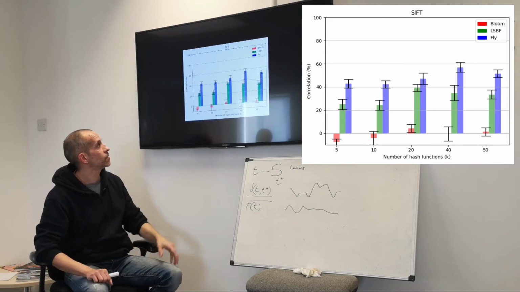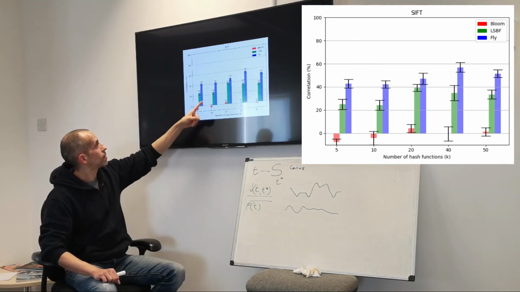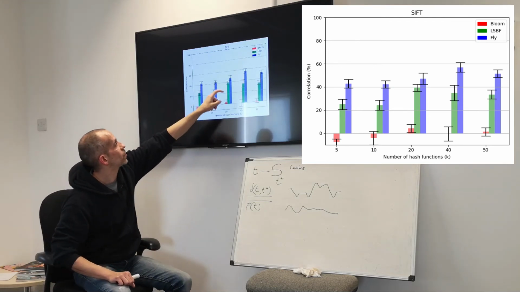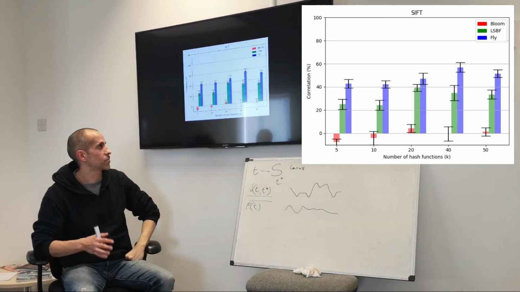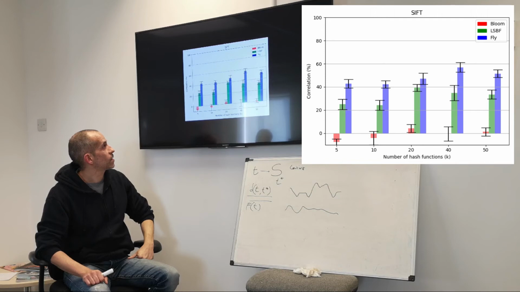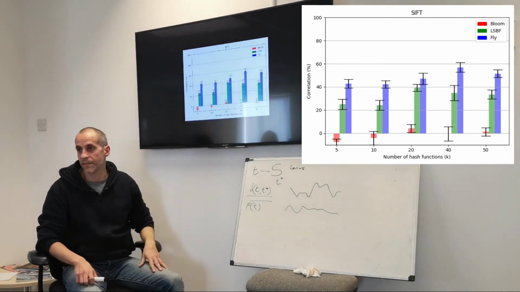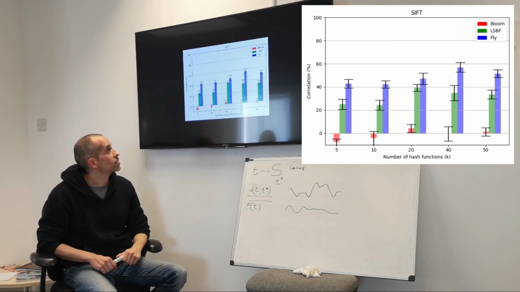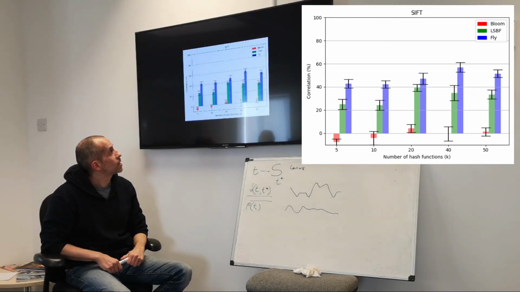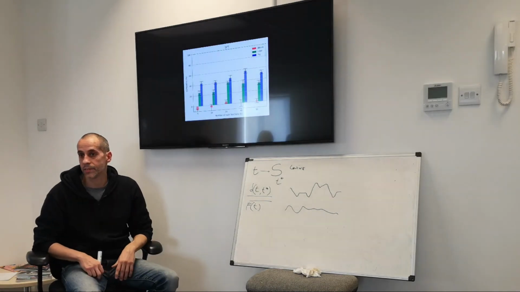Then the locality sensitive Bloom filter is doing a lot better at it. You can see there we get as close as almost 40% correlation. It's not super great, but it's definitely better than the Bloom filter. And then the fly Bloom filter is doing almost over 50% when we have 50 hashing functions, which is an interesting result. It's pretty good. And so yeah, I just wanted to show you this.